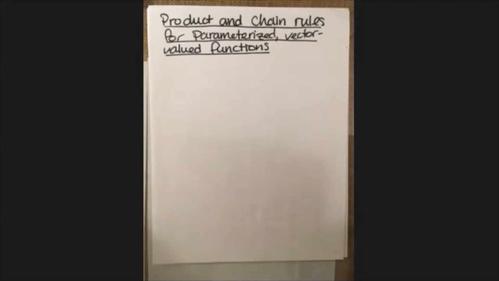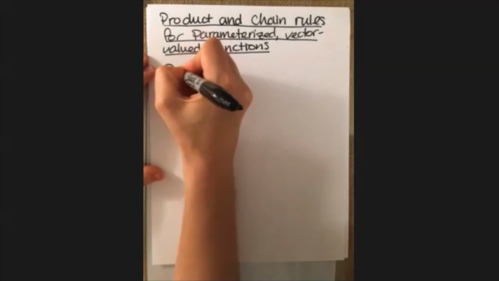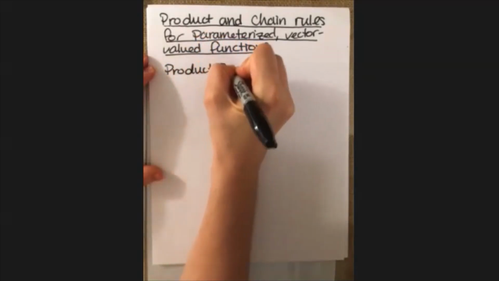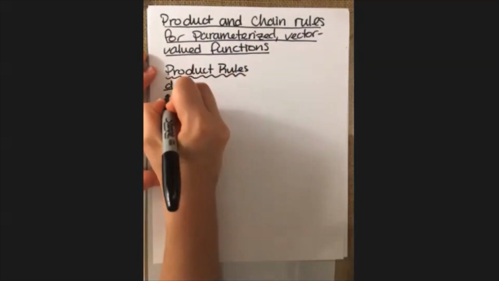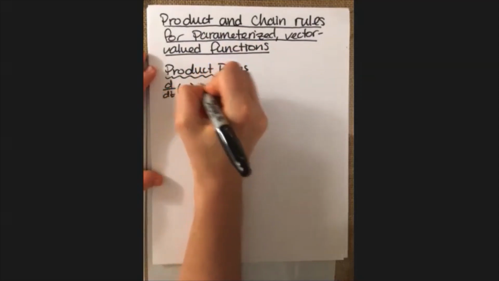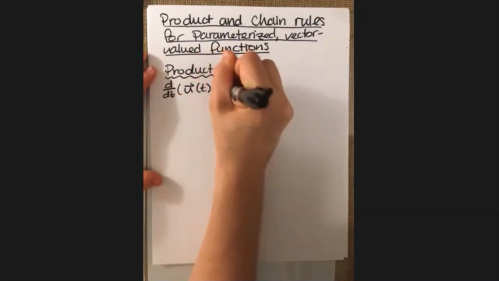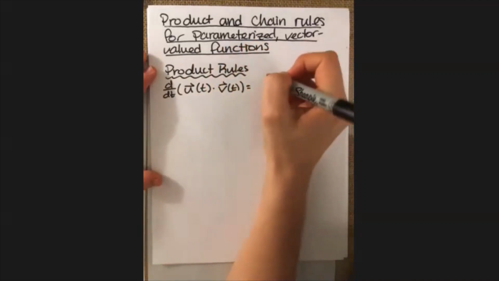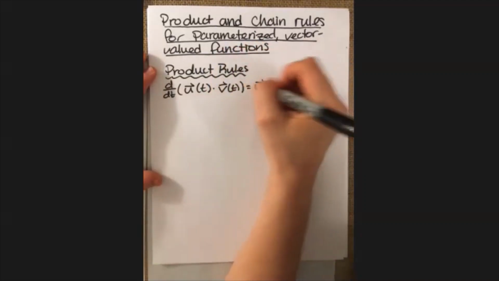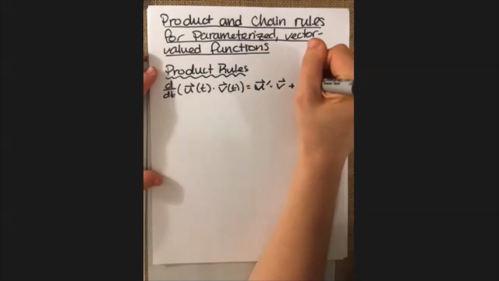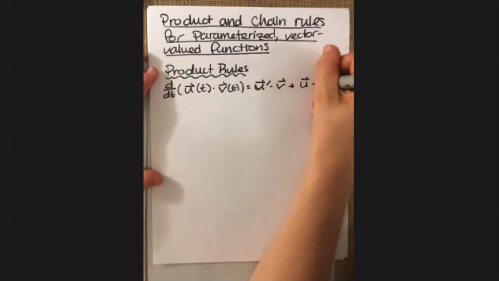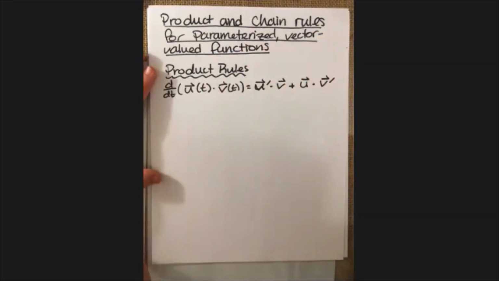In this video, we're going to talk about the product and chain rules for taking derivatives with parameterized vector-valued functions. So just to go over the rules really quick, our product rules should look fairly familiar to you. If we're taking the derivative d/dt of the dot product, for example, of two vectors, then this is the same as taking the derivative of the first, dotting it with just the second, and then adding to it the first left alone, dotted with the derivative of the second.